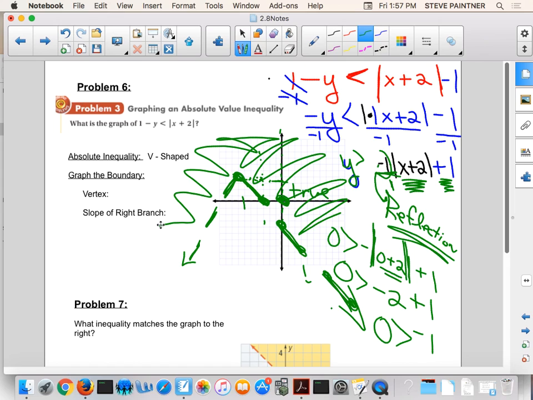Problem 7, I'm not going to get to it. I just don't have time. So we'll deal with number 7 on Monday. It is in your assignment. You got to kind of figure it out on your own. Please remember this: the number in front of the absolute value sign is the slope of the V. Slope of the V.